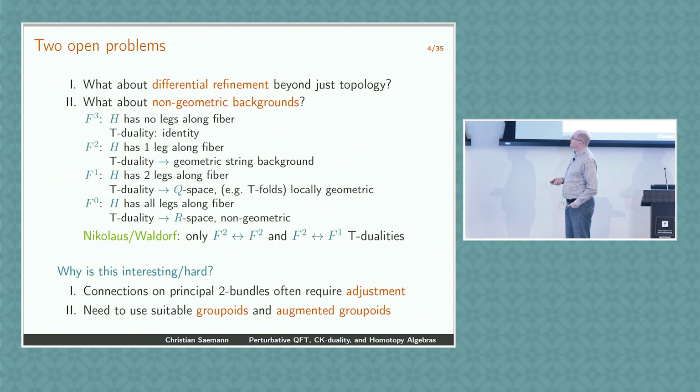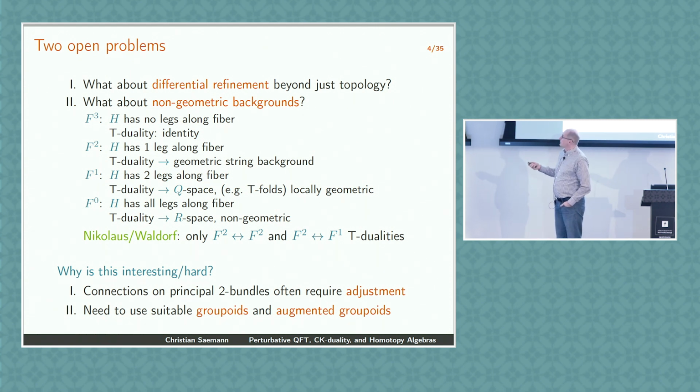And the story here is that you have all these different string backgrounds, and you know what the T-dualities do in each case. F2 is where you get the geometric string backgrounds. Under T-duality, F1 is then where you get these Q-spaces or T-folds. They're locally geometric, but globally they're non-geometric. They're glued together by T-duality transformations or elements of the T-duality group. And then there's also these F0 backgrounds, where they are not even locally geometric, they're completely non-geometric. And the question is, are there at least candidates for extending this picture to this situation? So why is this interesting or hard?